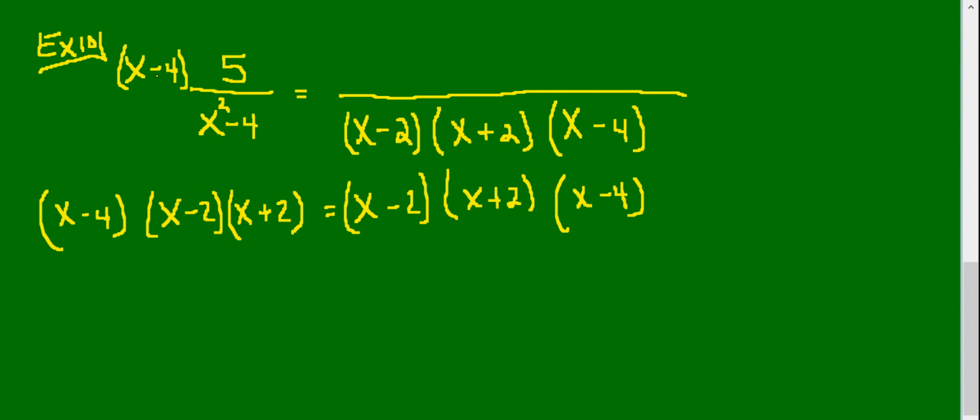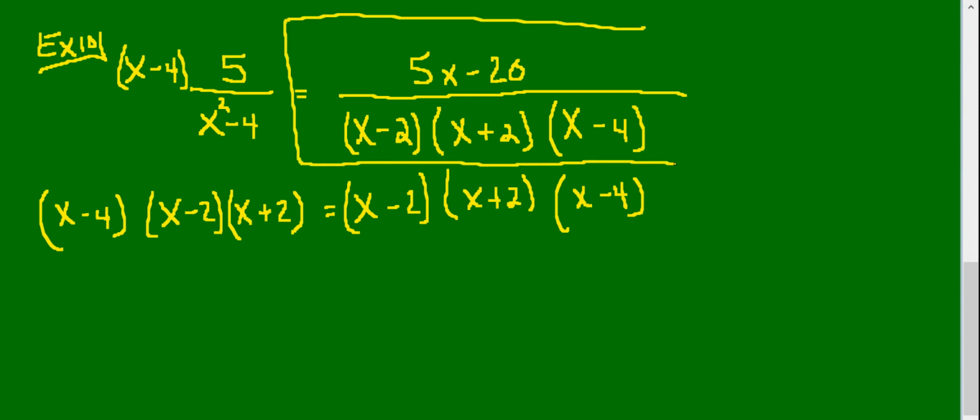If I'm multiplying a binomial times an integer, I'm going to use the distributive property, and that would give me 5x minus 20. And now this is my answer. Okay, not bad. And that's the last example for section 7.3. All right, see you next time around.